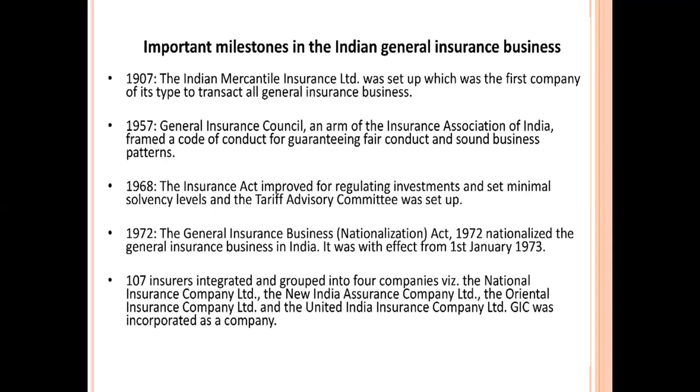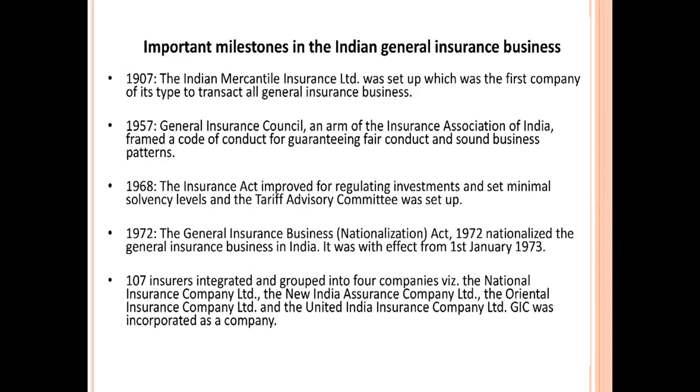In the year 1957, the General Insurance Council and the Insurance Association of India framed a code of conduct for guaranteeing fair conduct and sound business patterns. In the year 1968, the Insurance Act was improved for regulating investments and setting minimal solvency levels, and the Tariff Advisory Committee was also set up. In the year 1972, the General Insurance Business Nationalization Act 72 nationalized the general insurance business in India.